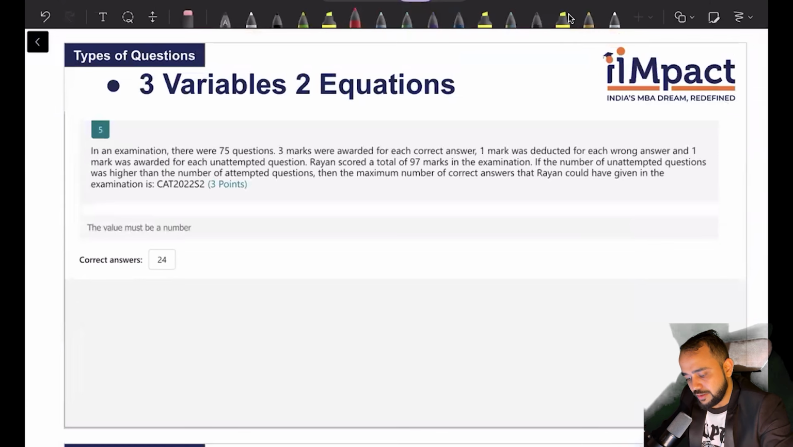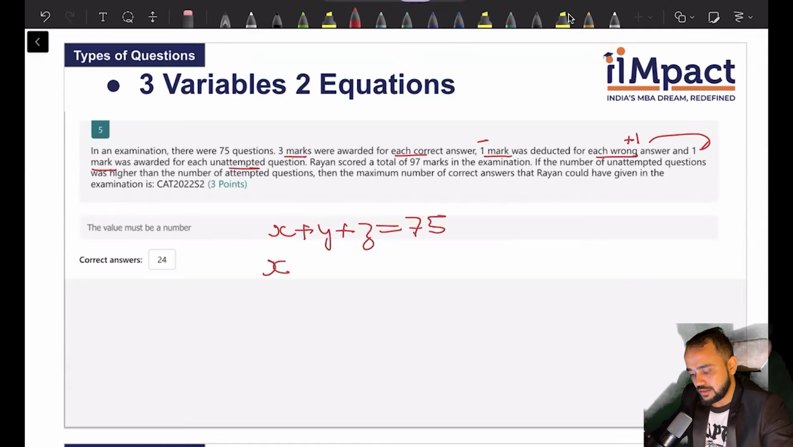75 questions, 3 marks for correct, minus 1 mark for wrong, and 1 mark for unattempted. So one is deducted for a wrong answer, one is added for not attempting a question, which means x plus y plus z is equal to 75, and the scoring is 3x, because x is the number of correct questions. Y is the number of questions that I did wrong, so minus y, and I'm getting 1 mark for each of z. So 3x minus y plus z is equal to 97.